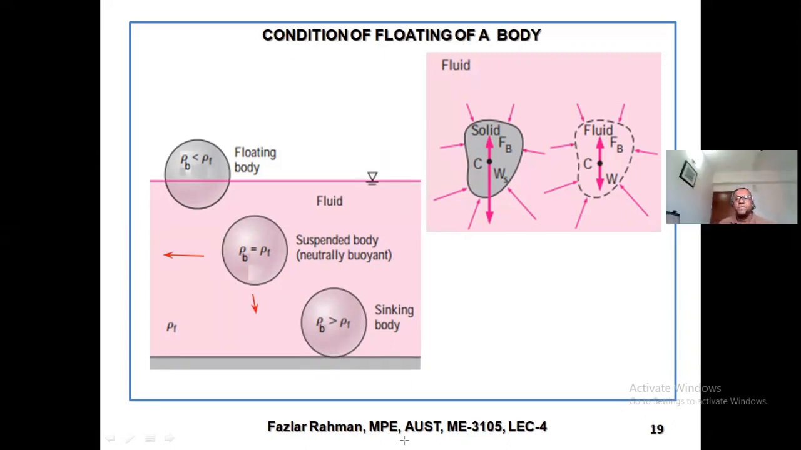Okay. And on the right side, you see how weight and the buoyant force work. This body, you keep underwater, that means this much volume of water is displaced by the body, right? So the weight of this much volume of water will work upward, and the weight of the body will work downward. If both are the same, then it will remain underwater. Underwater means it will not come to the top surface, it will not go to the bottom, it just remains inside the water. Okay.